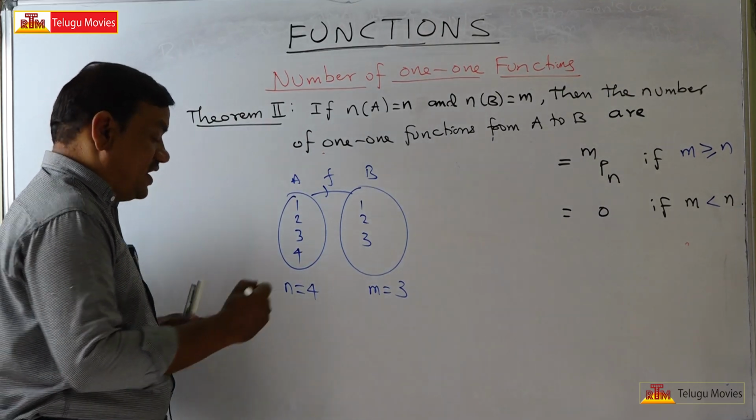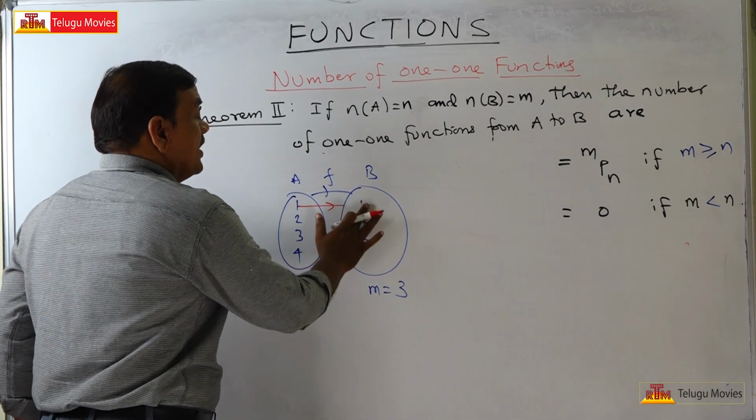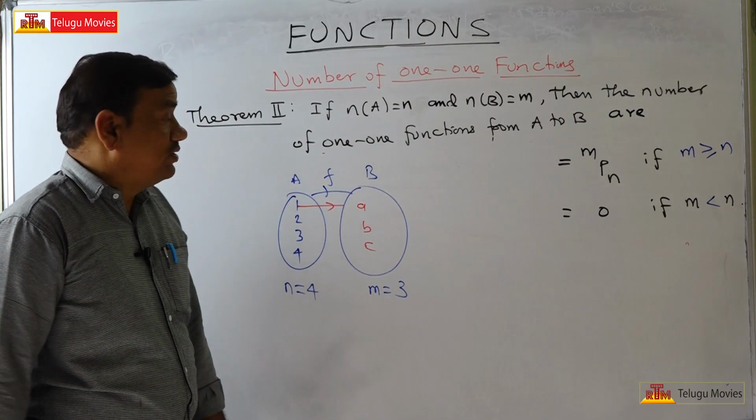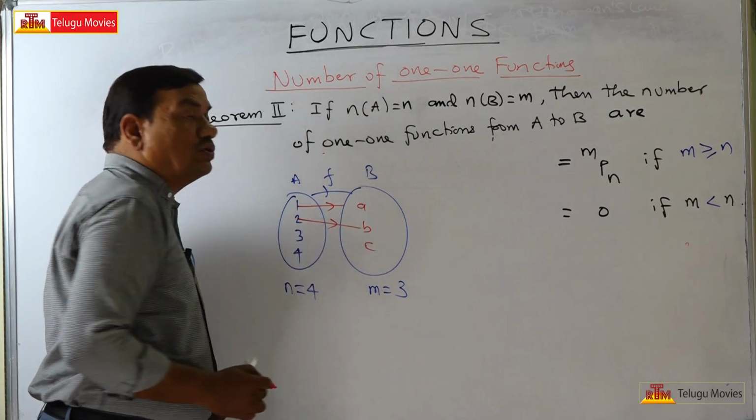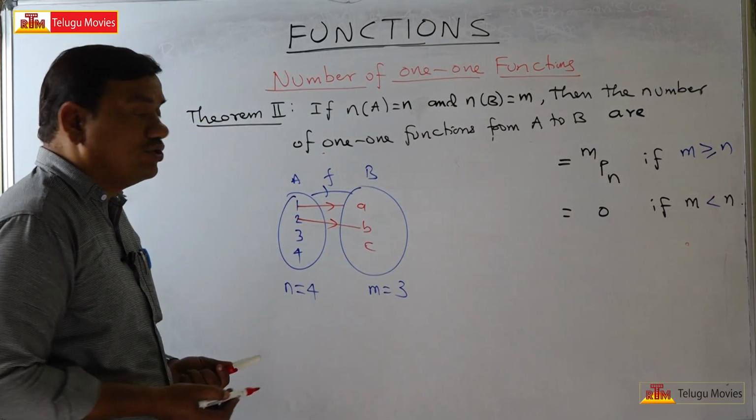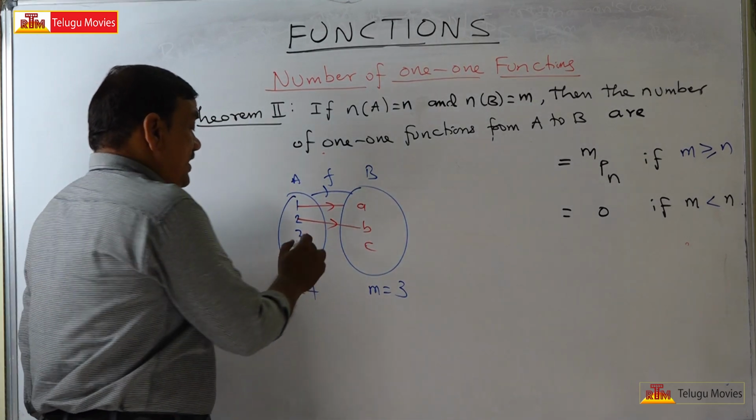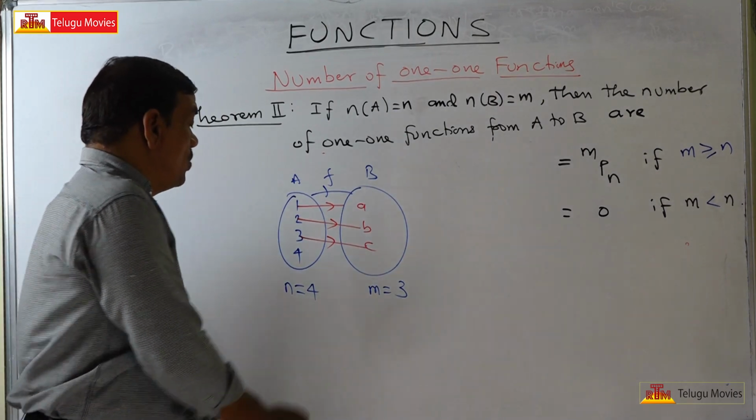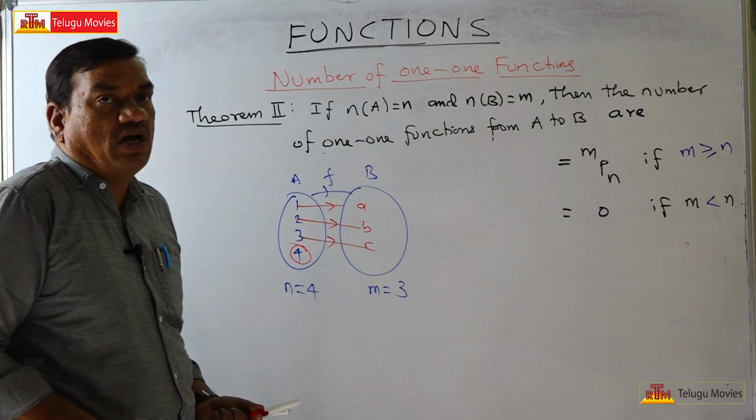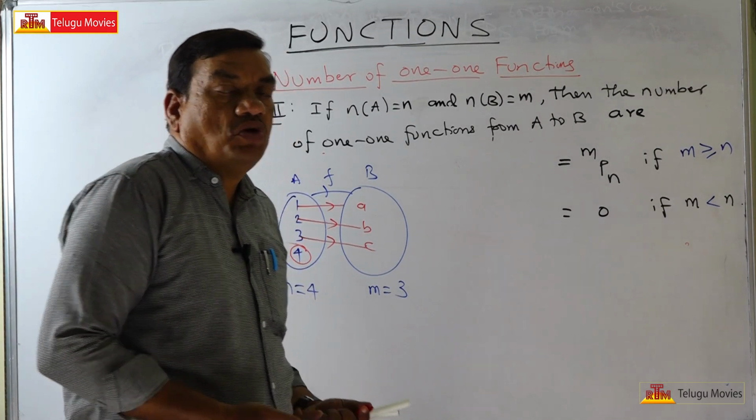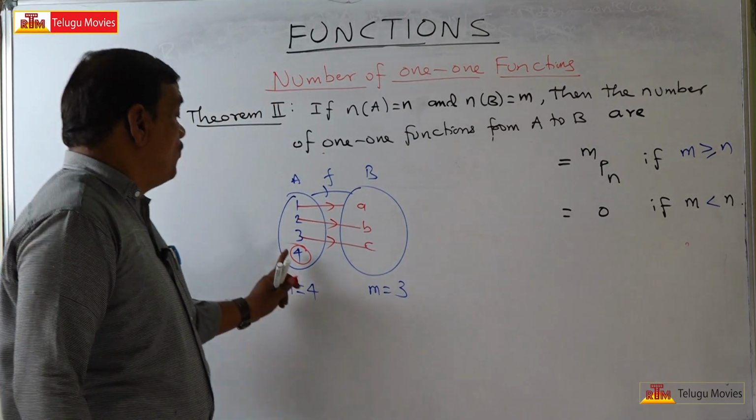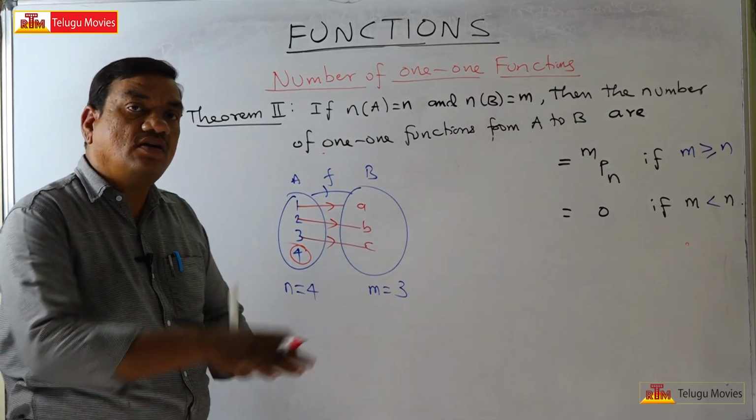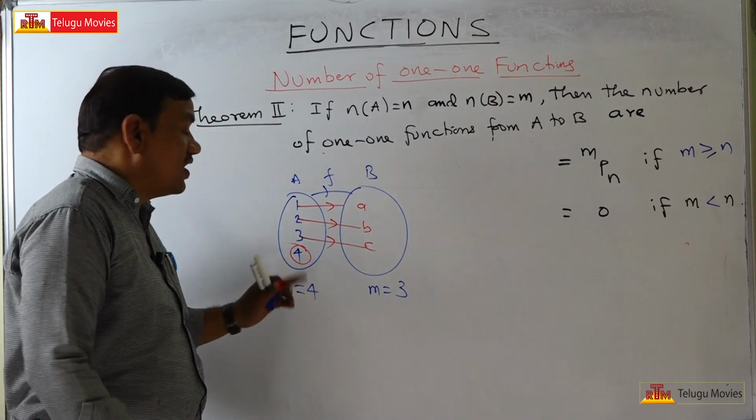So here let us call the elements of B as a, b, c. Now let 1 be associated with a. To make it a one-one function, 2 should be associated with either b or c. Let us say 3 is associated with c. Now what about 4? 4 is left alone, no association. So 4 has nothing. All three students got their partners, but what about the fourth student?